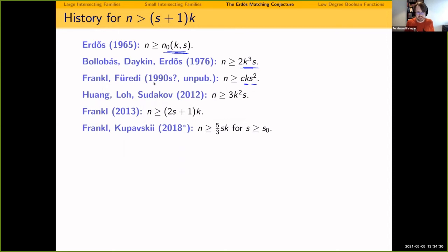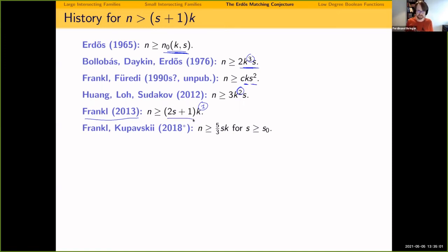I think they did this in the early 90s, but I'm not sure. And then it became very popular at the beginning of the last decade. Huang, Lu, and Sudakov replaced the cubed here by a squared. And later, Frankl replaced the squared here with a 1, and 2 times s plus 1 in front.